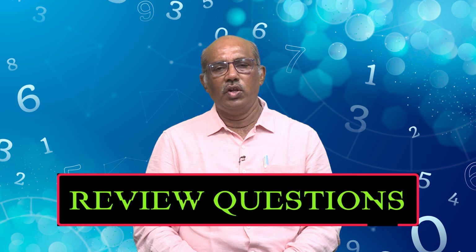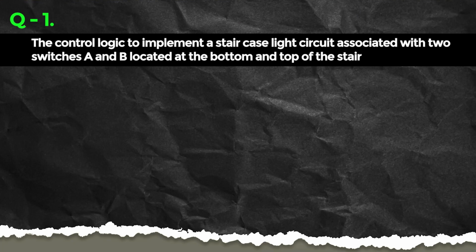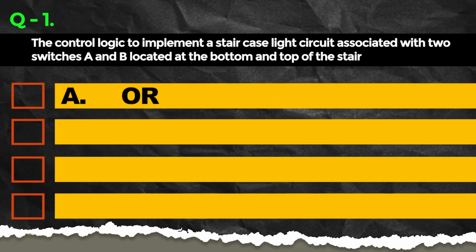Now we will do some of the review questions. We will start with review question number 1. The control logic to implement a staircase light circuit associated with two switches A and B located at the bottom and top of the stair. So we have got two switches, that is A and B.